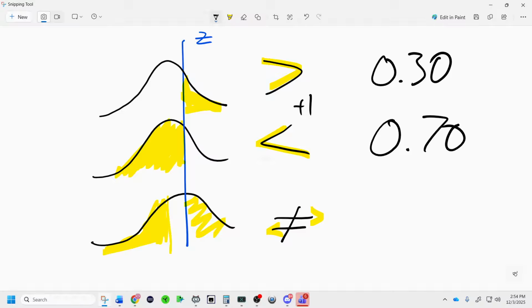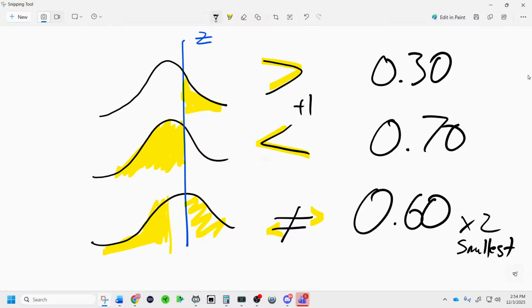But how about this one, which is merely a reflection of this over to the other side? The does not equal alternative is double the what? Double the smaller p-value. So what is the does not equal p-value going to be? I might not have drawn it perfectly, but it's going to be equal to what? You got this. For this test, it's going to be what?